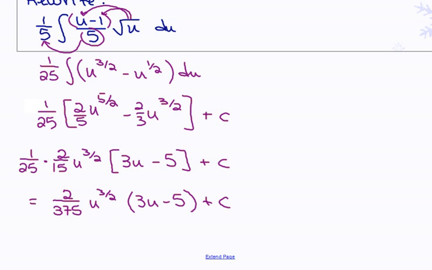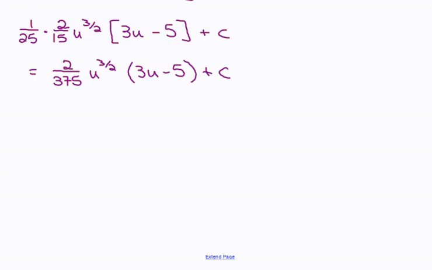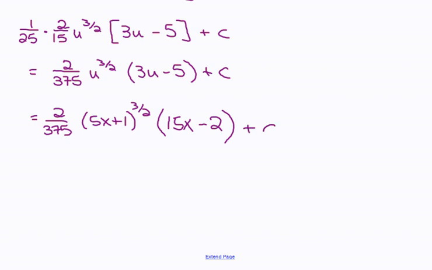So I'm going to go ahead and make my substitution back in. So I put my u expression of 5x plus 1 back into the problem. So I have 2/375. In place of u, I have 5x plus 1 to the 3/2. And then I have 3u, so 3 times 5x plus 1. So that's going to give me 15x, and then with the 5, that's going to leave me with minus 2 once you combine that with the 5. Okay, and there we go. So you have a completely simplified antiderivative function.